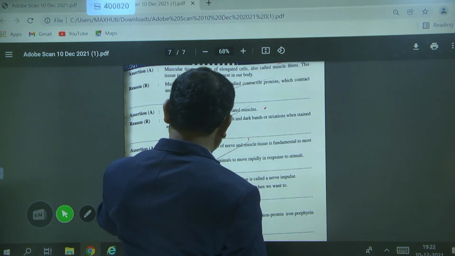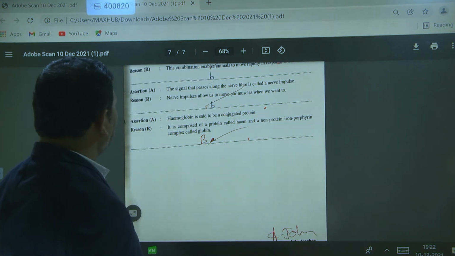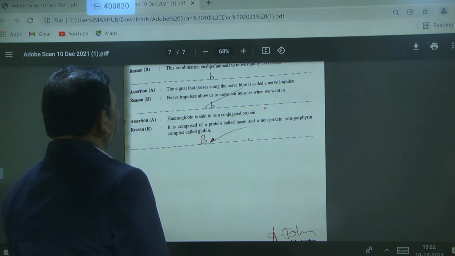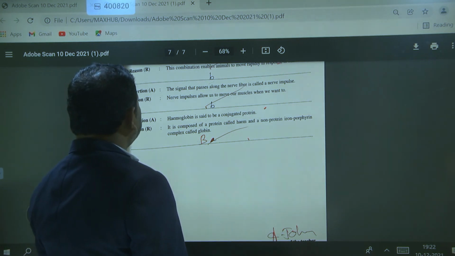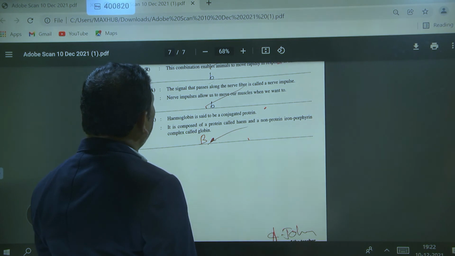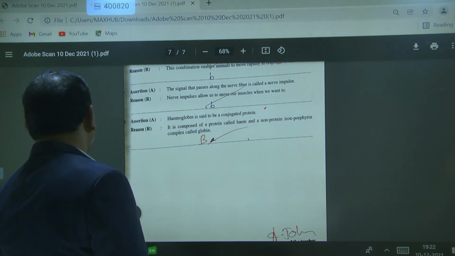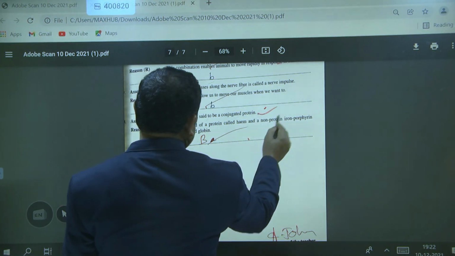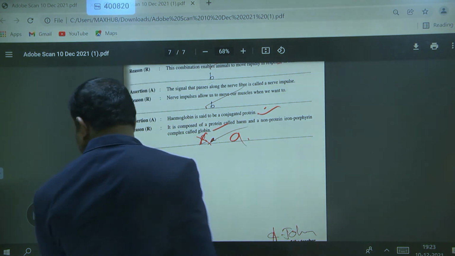Next, this is the last but not least. Hemoglobin is said to be a conjugated protein. This is correct. It is composed of a protein called globin and a non-protein iron-containing complex called heme. Both are correct, and the explanation is correct. So that's why option A is the correct option.